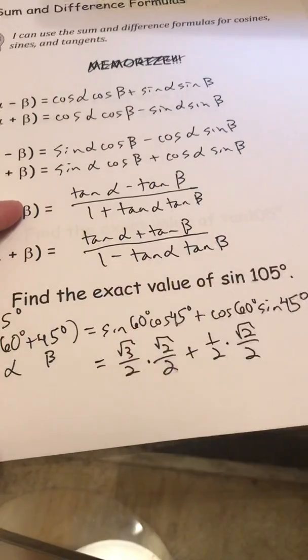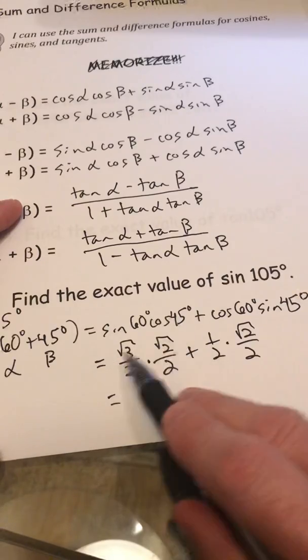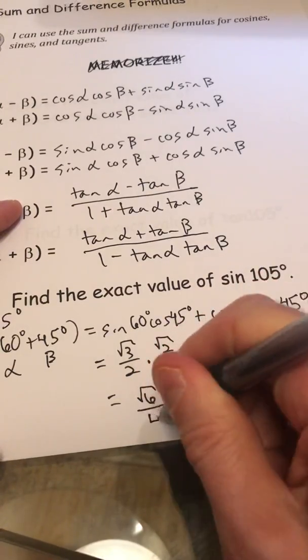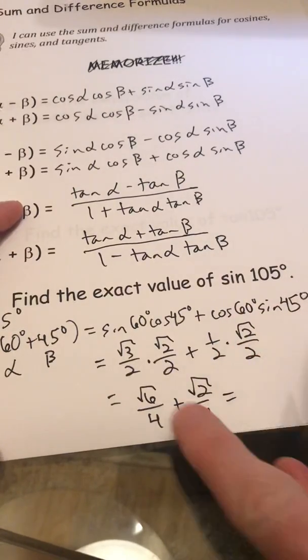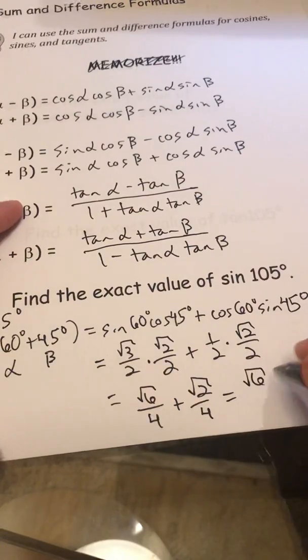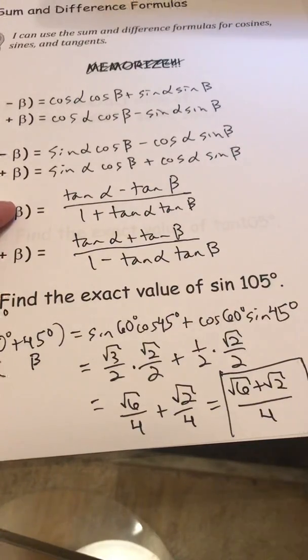As far as simplifying from here, radical 3 over 2 times radical 2 over 2: radical 3 times radical 2 is radical 6 over 4, plus radical 2 over 4, which we cannot actually combine, but we are going to at least condense that to a single fraction. And you can see this is the reason we do not expect you to memorize those values at places like 105 degrees. They're certainly not anywhere near as user-friendly as 1/2, radical 2 over 2, or radical 3 over 2. But that is our first example.